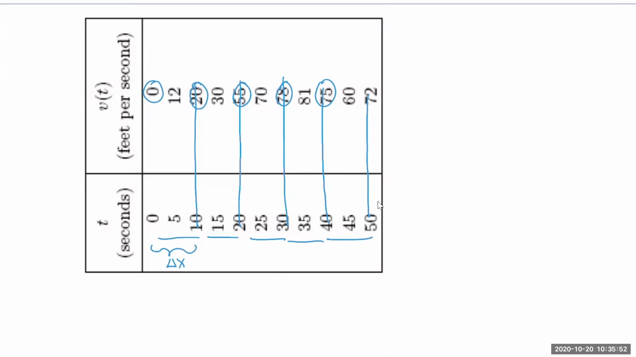Now, if I wanted the right endpoint, what would change is now looking at the subinterval from 0 to 10, I'd pick the 20, I'd pick the 55, the 78, 75, and 72. And then lastly, what we just did was the midpoint. So then I would pick the 12, the 30, and notice that these are the y values that are plotted. Does that make sense as a visualization to you for the table of values?